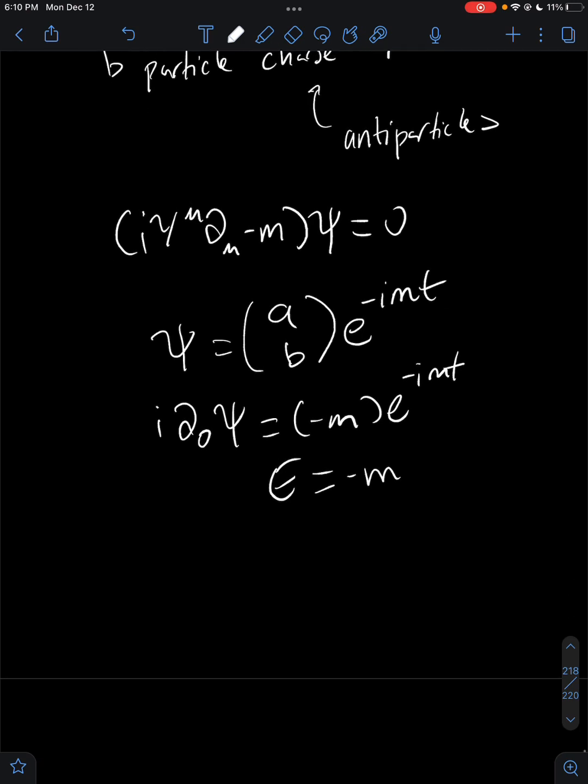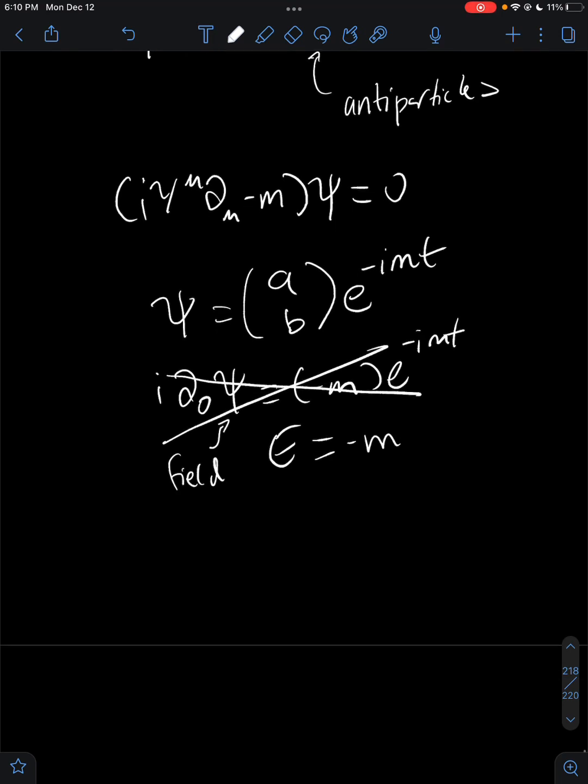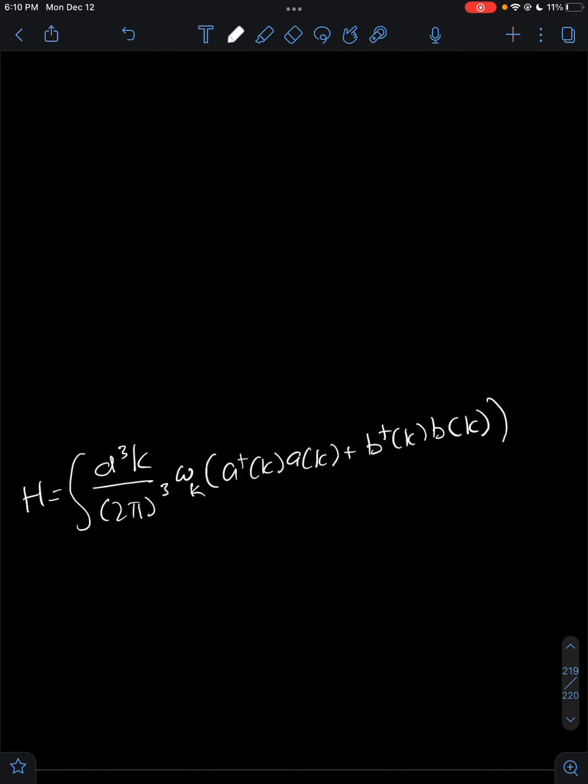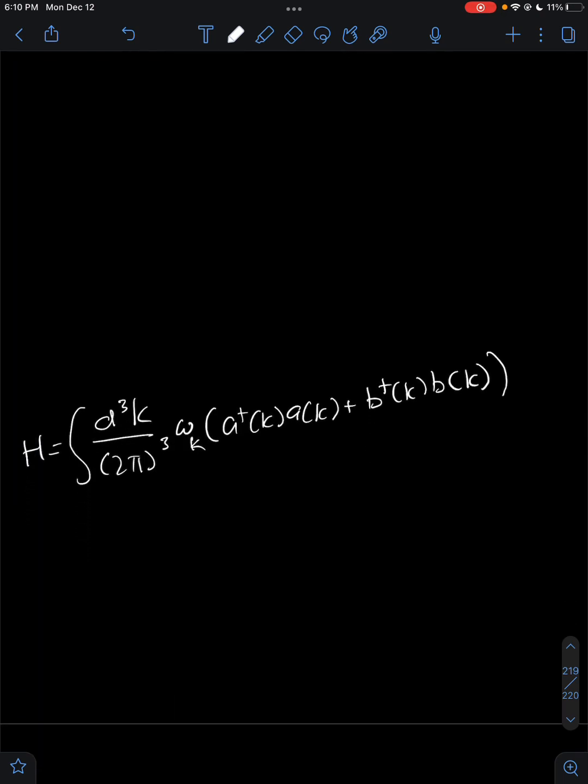Well, in quantum field theory, you don't interpret this field, the psi, as a wave function. Instead, it's a field. So this statement no longer applies in quantum field theory. Instead, we still have something like the Schrödinger equation, but it's supposed to be acting on the particle states, not the field itself. So we should have that H acting on some particle state gives us the energy times the state.